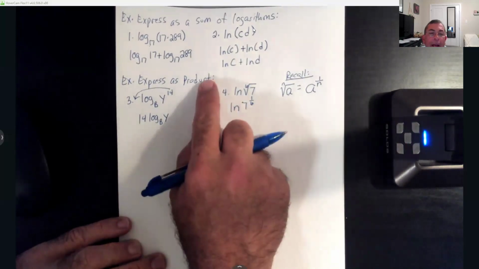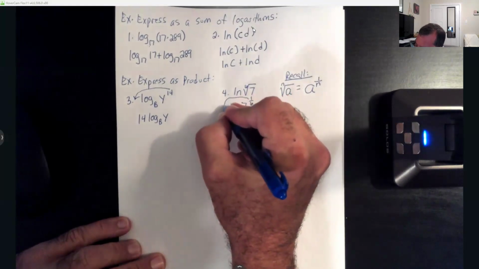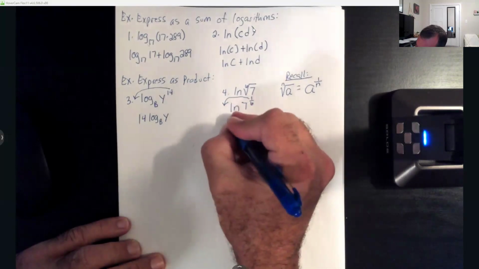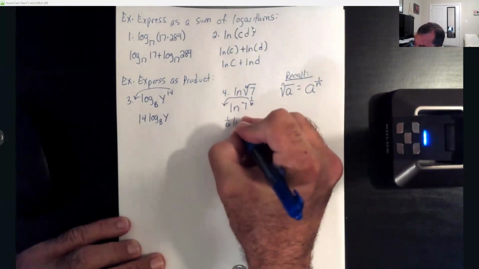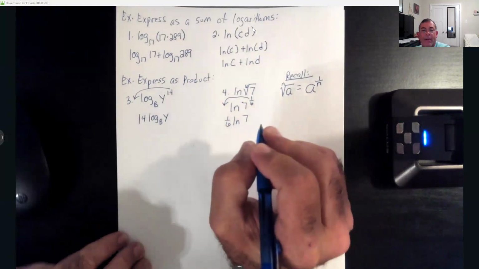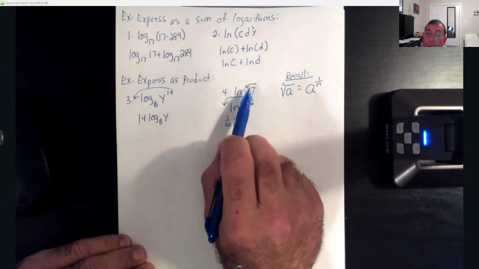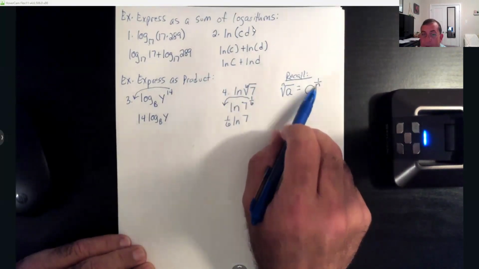All right, so now to write it as a product, here's my exponent now. I bring that exponent down to the front so that I get 1/6 times the ln of 7. So y'all, the whole trick on this problem is to rewrite that as a fractional exponent, okay?